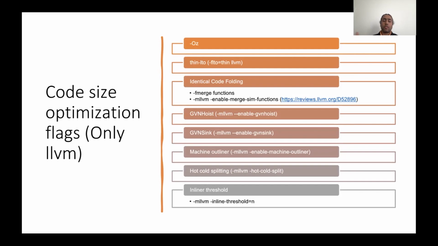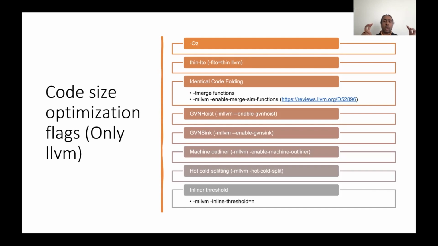It has been in review for quite some time. The next two optimizations, GVN hoist and GVN sink, are optimizations which are basically collapsing similar instructions. They provide a minor decrease in code size, like less than 1%. The next one is machine outliner. This is a very aggressive code size optimization. It can give upwards of 10% in many cases of code size reduction.